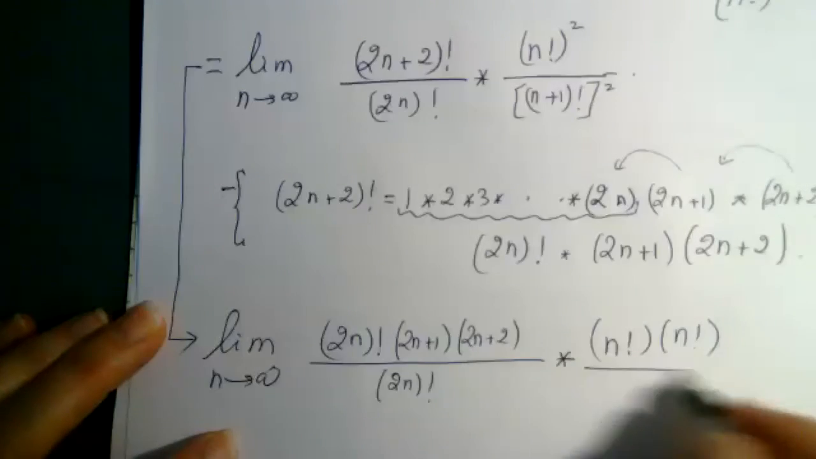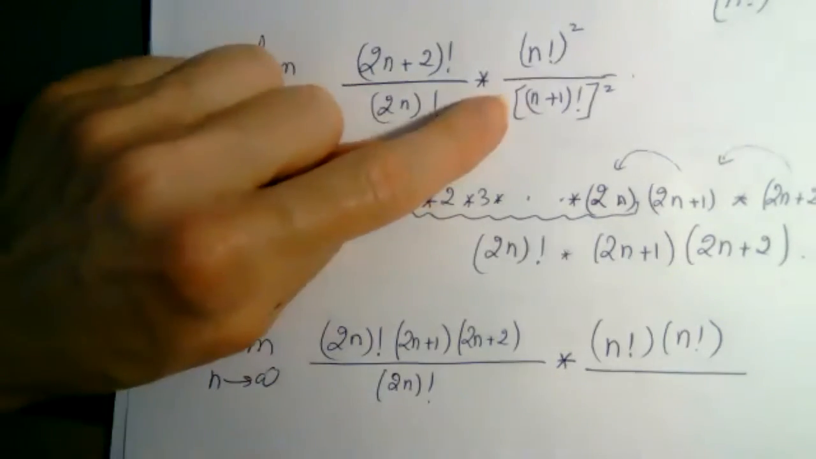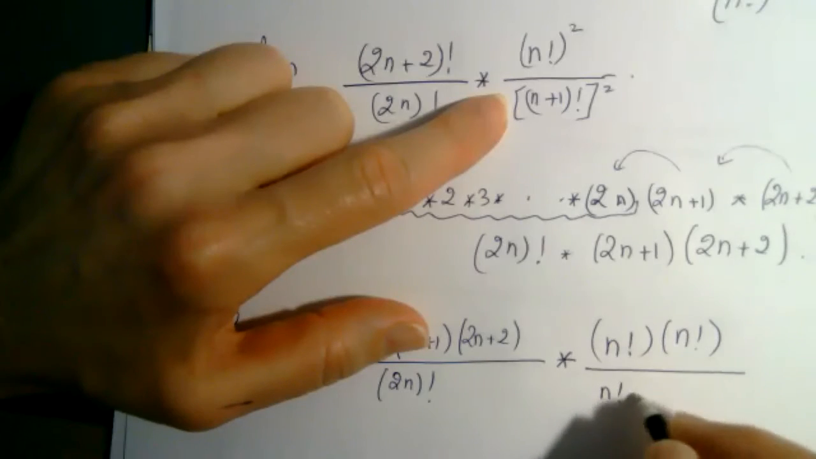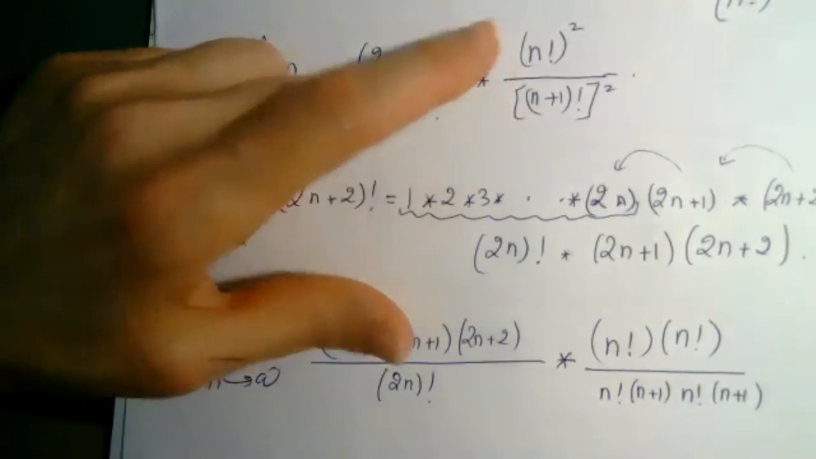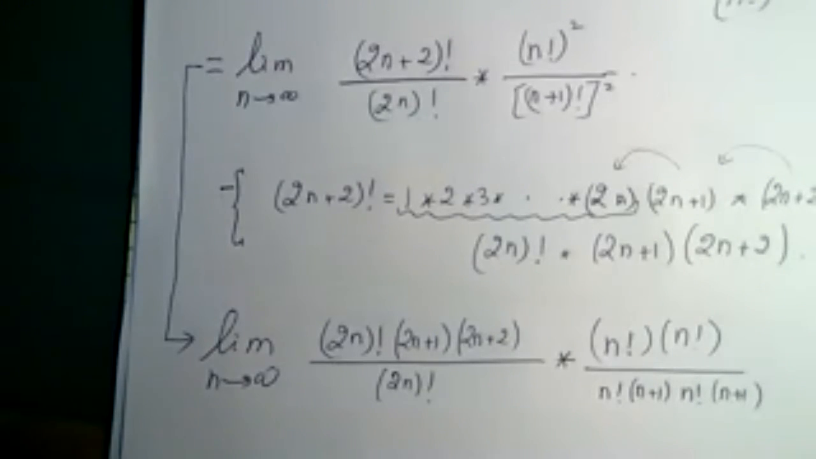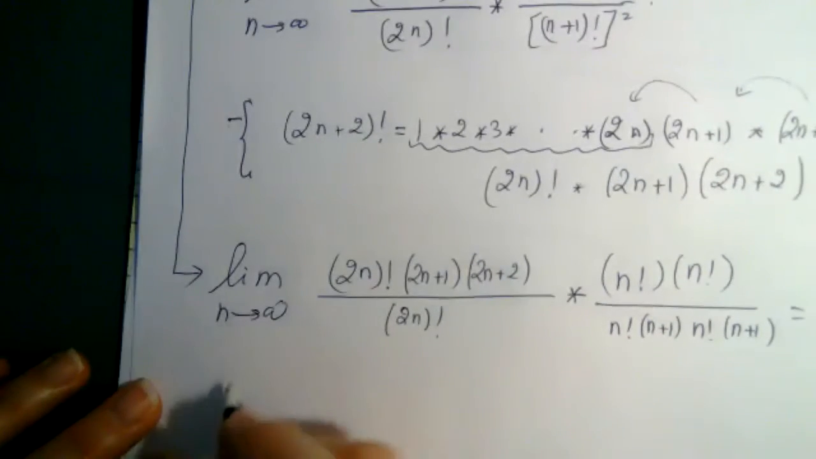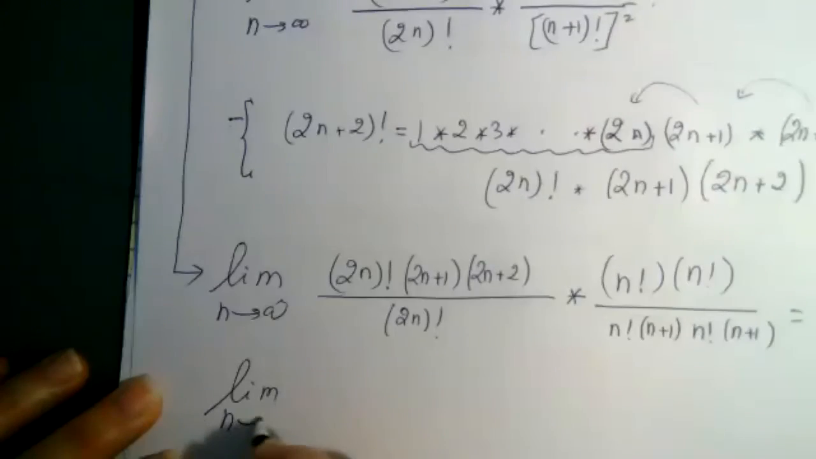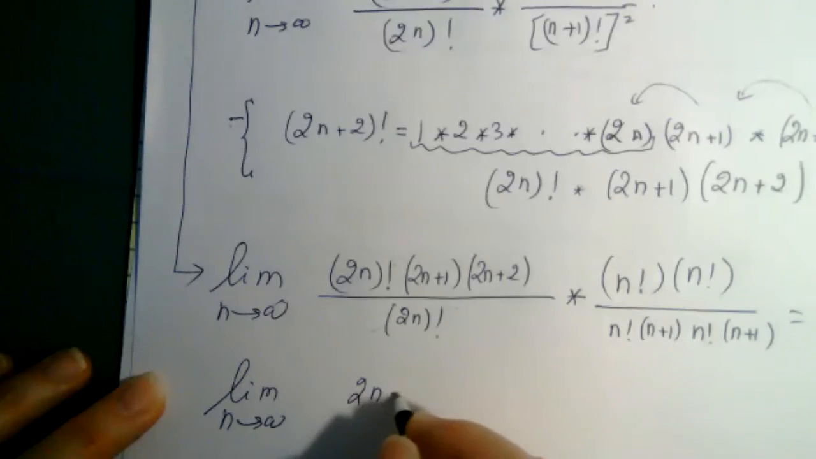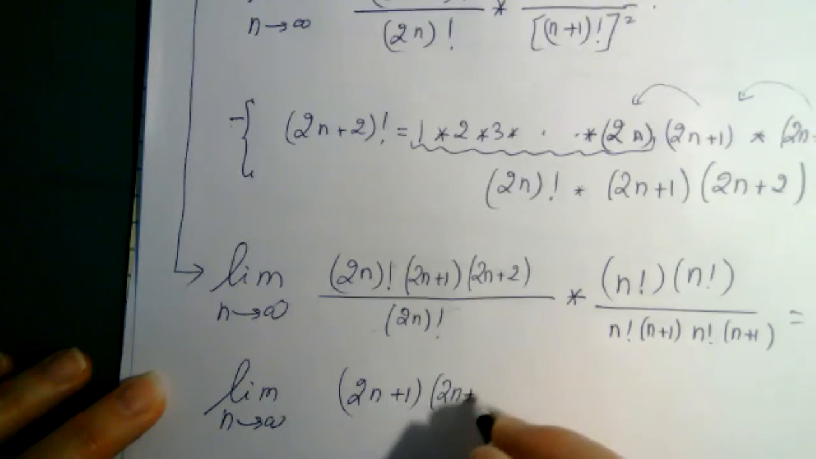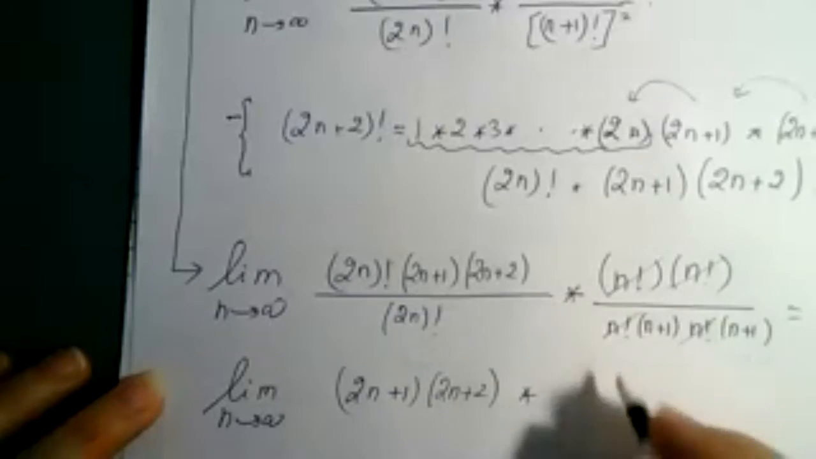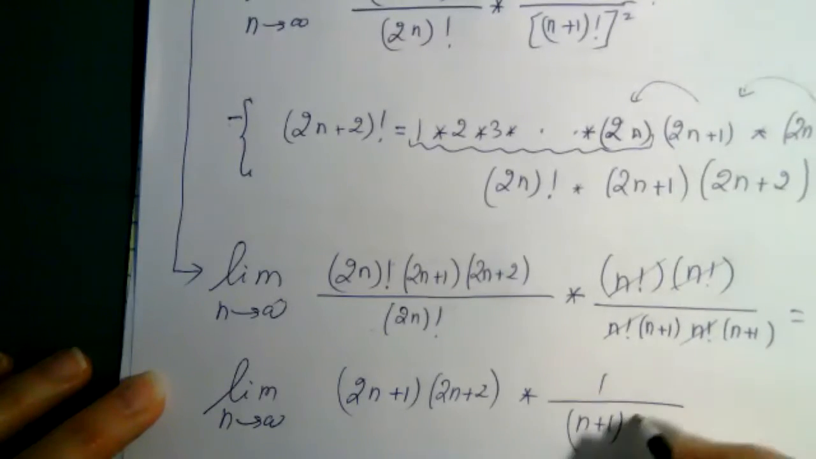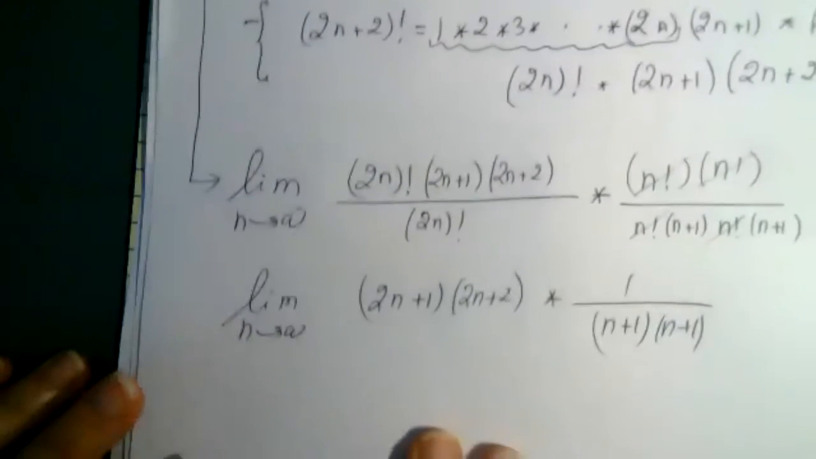n plus 1 factorial, this one we should be careful with. n plus 1 factorial is n factorial times n plus 1, but since it's squared, we're going to write it this way. Now we're almost reaching the end. The 2n factorials cancel each other. So the numerator leaves me with 2n plus 1 times 2n plus 2 times n factorial, n factorial, n factorial, n factorial, and 1 over n plus 1 times n plus 1.